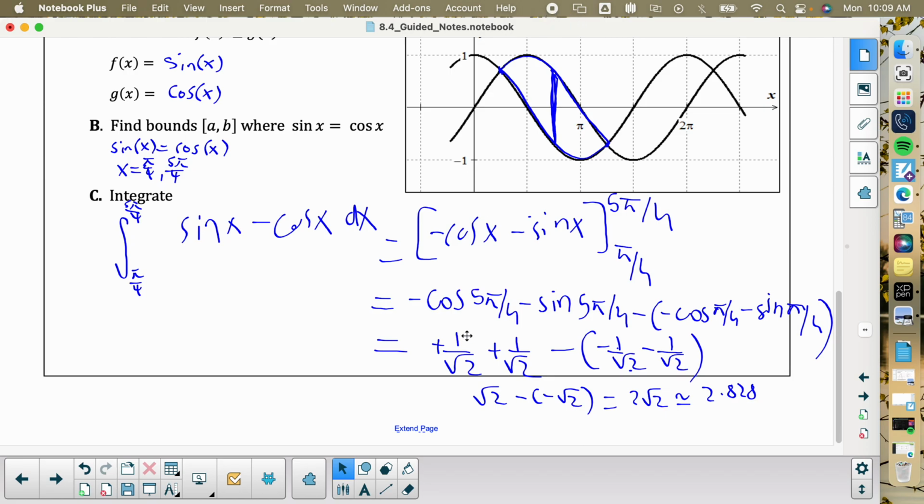1 over root 2? That's the same thing. So root 2 over 2 is rationalized. I learned it as 1 over root 2, but I know in pre-calc you learned it as root 2 over 2. They're equivalent.